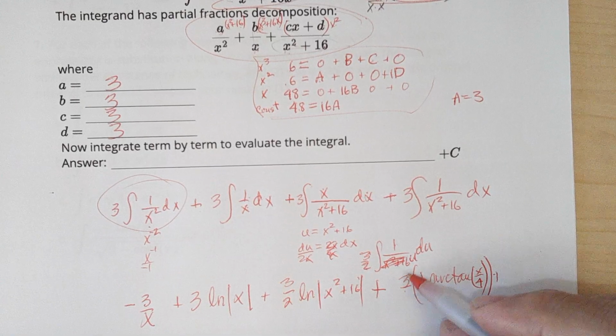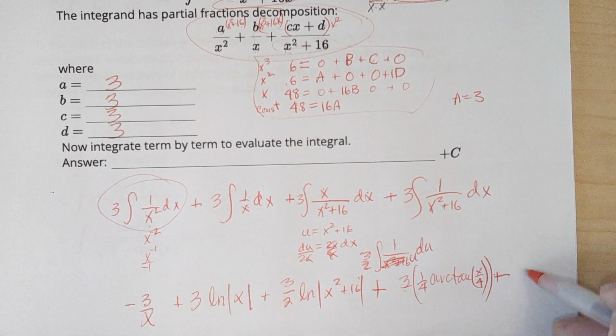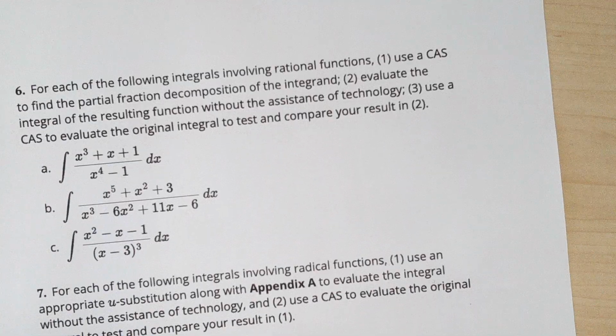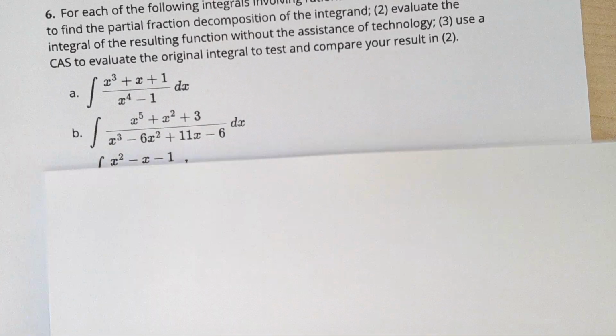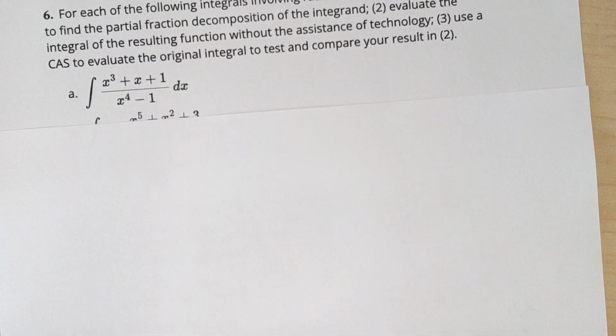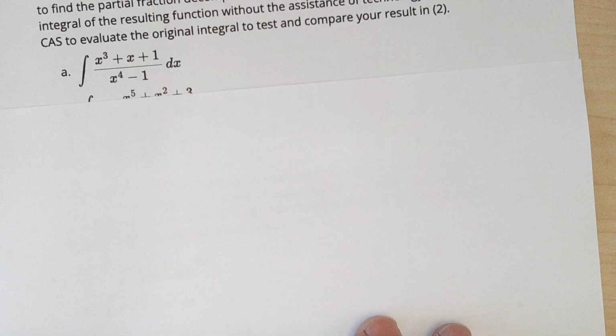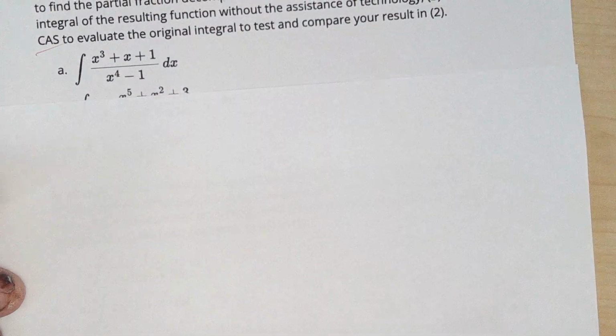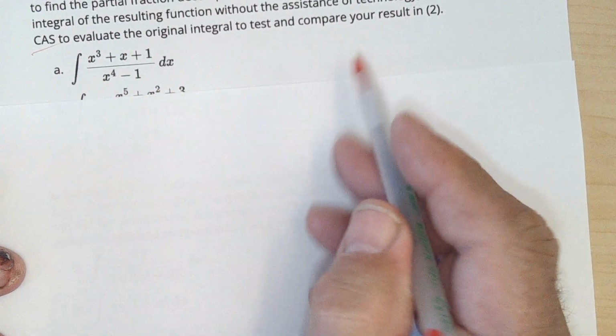Plus, that's times 3, plus c. Okay, number 6. So let's just do these as practice, and then you could use the CAST system if you want, but we're going to factor the denominator.